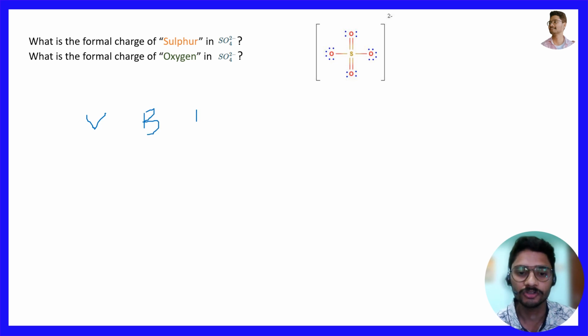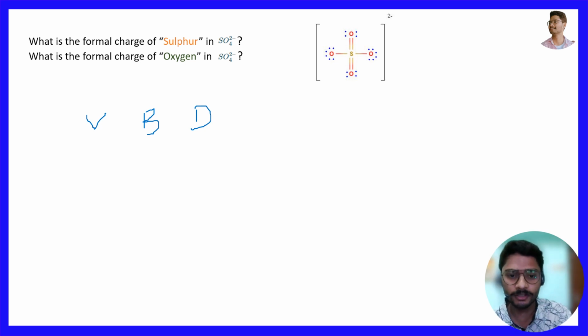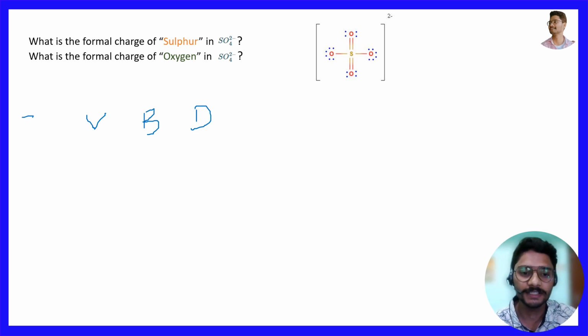VBD. You are all very much familiar with the international cricketer AB de Villiers, right? Simply we call him ABD. Here we are changing it to VBD for the sake of convenience to learn formal charge. So FC is equal to VBD. What does V stand for? V is valence electrons.